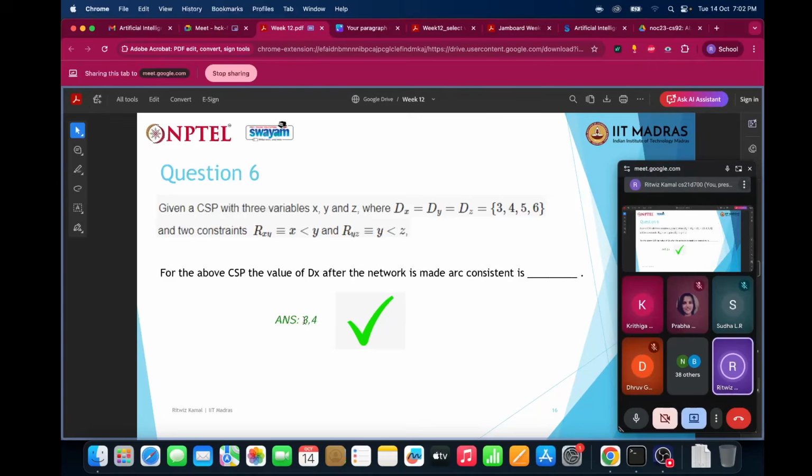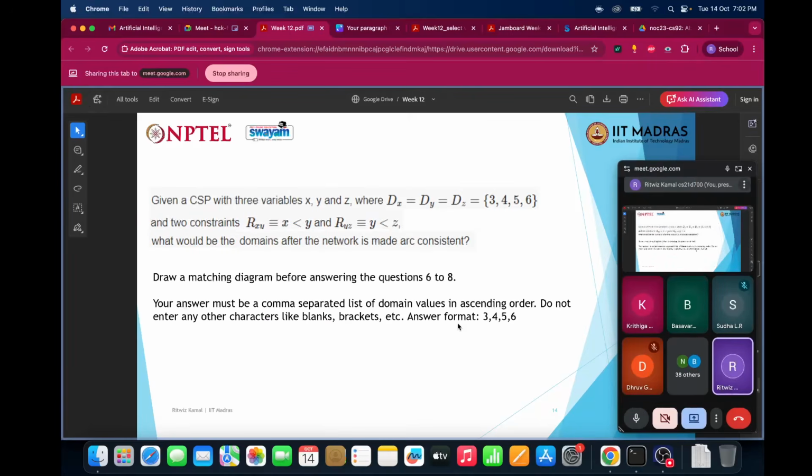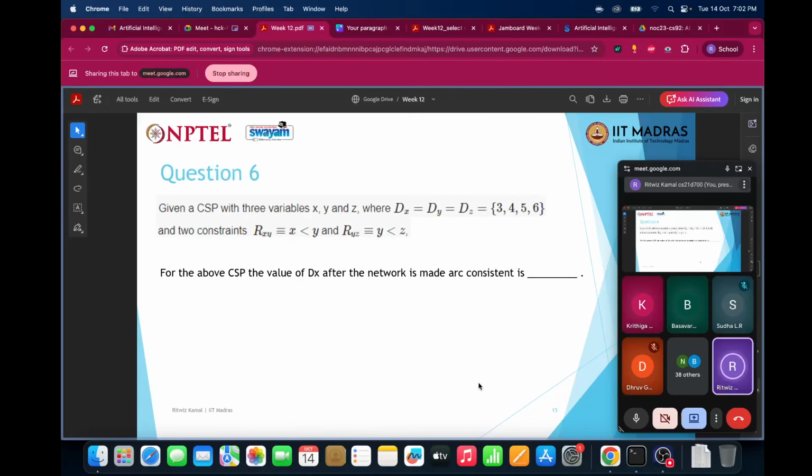Remember that you have to put the answer in this particular format, which suggests a comma separated list of the domain values in ascending order. So that's why we wrote 3, 4, not 4, 3. Be careful of these things in your assignment and exam. Next question. What will be the value of dy after the network is made arc consistent? 4, 5. Great. And similarly for dz, 5, 6. Correct.